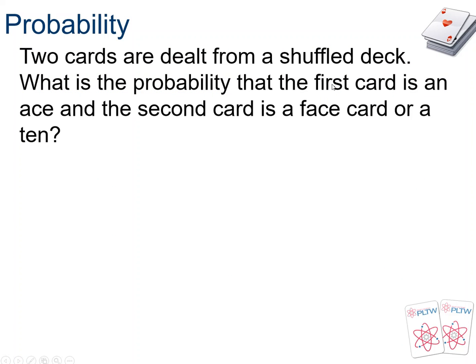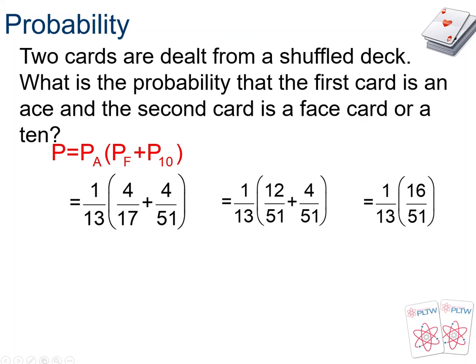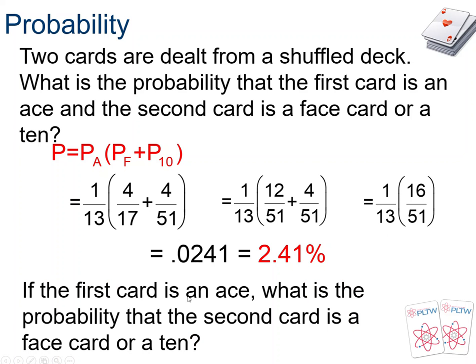So now 2 cards are dealt from a shuffled deck. What is the probability the first card is an ace and the second card is a face card or a 10? So 1 out of 13, 1 out of 13, 16 out of 51, 2.41%. So that's given that the first card is an ace and the second card is a face or a 10. If the first card is an ace, what is the probability the second card is a face card or a 10? 31.37%.